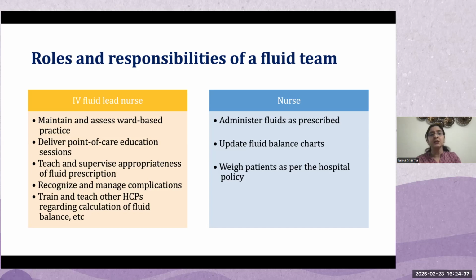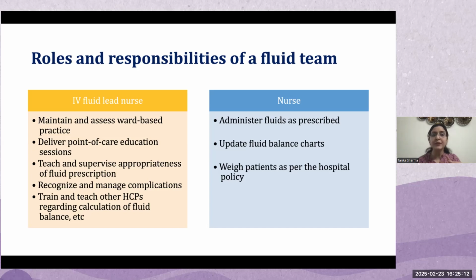Then the person who is working as IV fluid lead nurse will be teaching and supervising the appropriateness of the fluid prescription. How much fluid has to be prescribed, whether it is appropriate or not. They'll also be making sure that the appropriate fluid is prescribed and administered to the patients. Then they'll be helping in recognizing and managing the complications, like we talked about many of the complications which are associated with IV fluid therapy. So the IV fluid lead nurse will be trying to recognize these complications as early as possible and manage these complications as fast as possible.